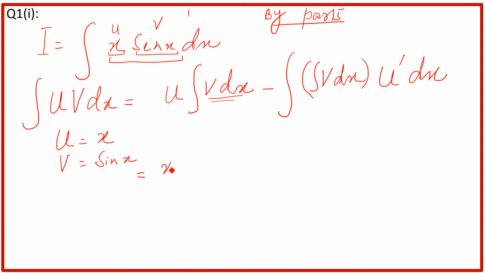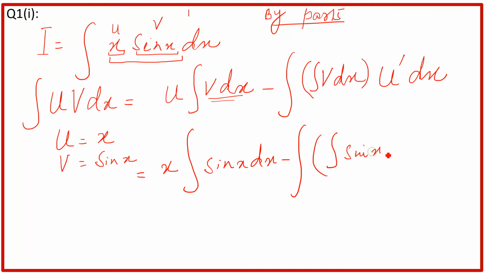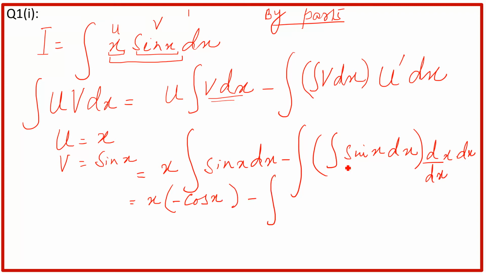Here u is x, so write down x, integral of v dx. So v is sine x, write down sine x dx. Integral, and then another integral of the same v dx, so v is sine x dx, sine of x dx, and then u. What is u? u is x, so we have to take the derivative of x and dx. So see here, x we write down as it is. The integral of sine x is negative cos of x, and then again this integral and this integral.